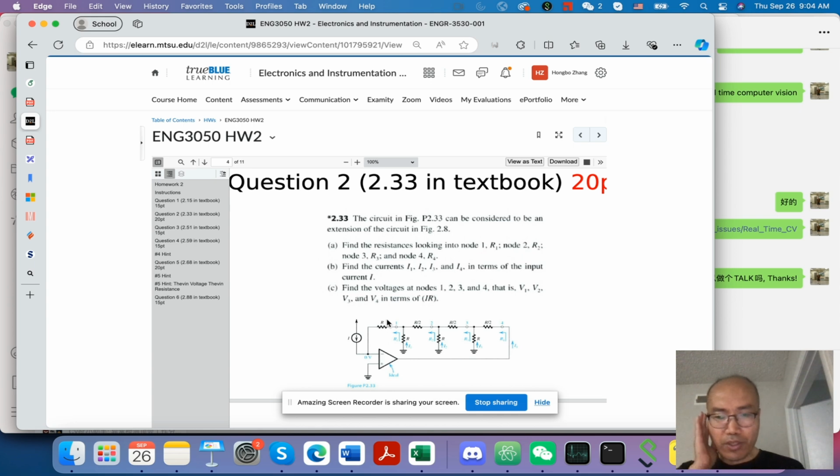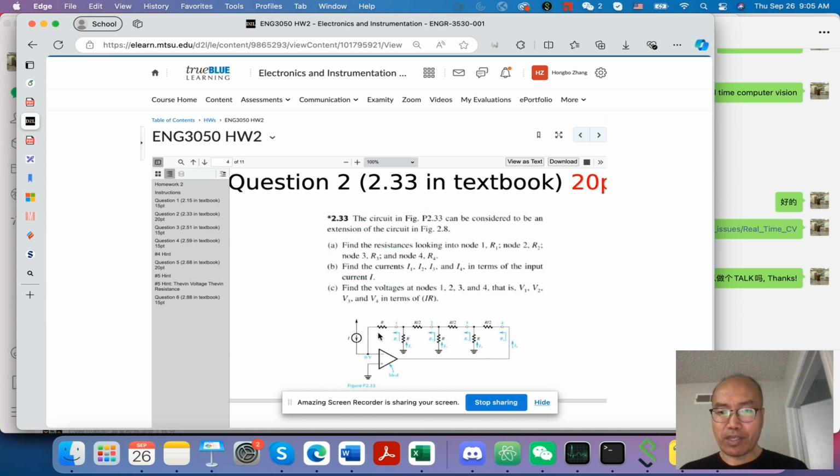For the resistance, you can use Thevenin theorem, looking from this side to this side. These two together are in parallel, so the parallel becomes half R, and then half R plus half R is R as well. So node 1 is R, node 2 is R, and for node 3 again, half R plus half R is 1R, based on Thevenin theorem. So all of nodes 1, 2, 3, 4 are R.